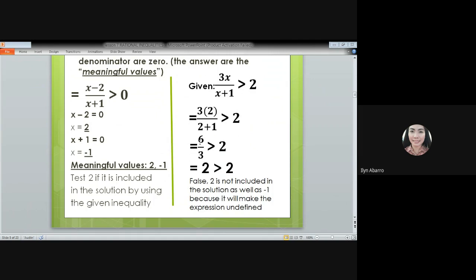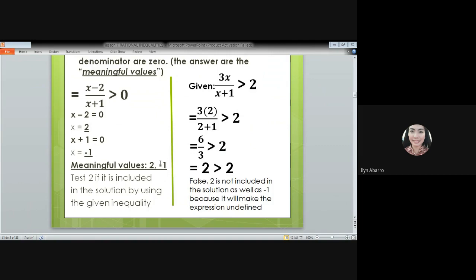3 times 2 is 6. 2 plus 1 is 3. Is it greater than 2? 6 divided by 3 is 2. Is 2 greater than 2? So it is false because 2 is equal to 2. So it means that 2 is not included in the solution, as well as negative 1.